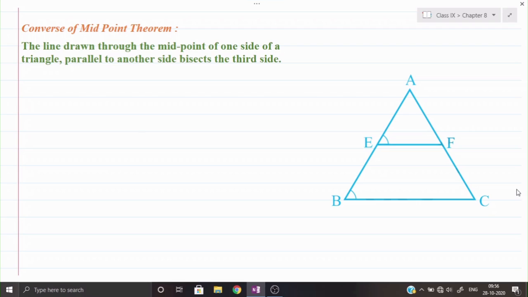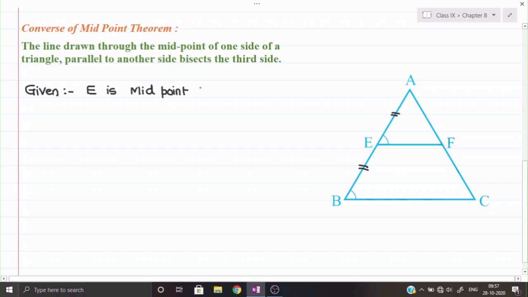As you see, triangle ABC is given over there. According to the theorem, we are given that E is a midpoint of AB. The second given is that EF is parallel to BC. So basically there will be two givens in the converse. First is, in place of two midpoints, we will have only one midpoint: E is the midpoint of AB. That is the one given.